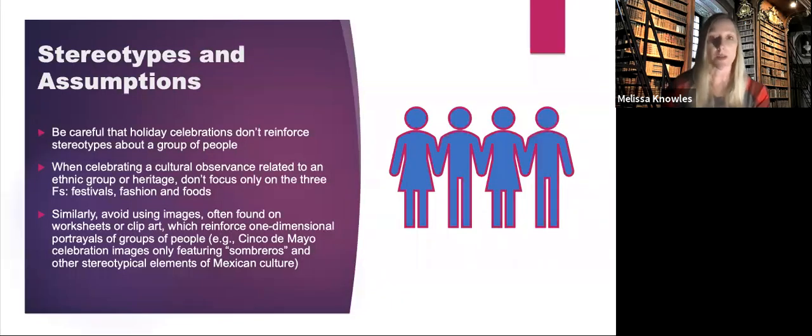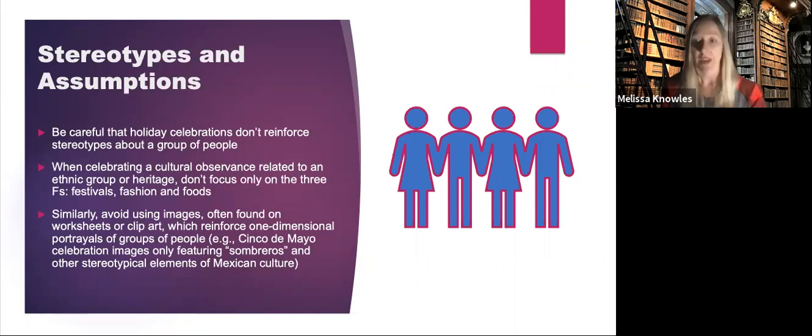So we also need to be careful and consider stereotypes and assumptions. We don't want to reinforce stereotypes in our classroom. And sometimes when we focus on only certain parts of a holiday, like the 3 F's, festivals, fashion, and foods, we really trivialize groups and cultures. We really need to focus on meanings behind things, day-to-day life, and just really more parts of the group. And doing that through literature has always been the easiest way for me.